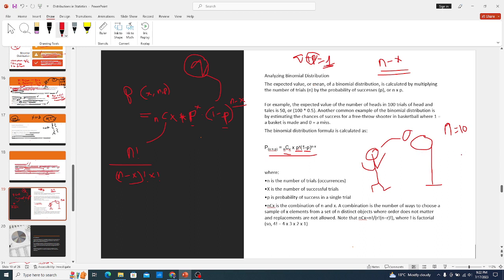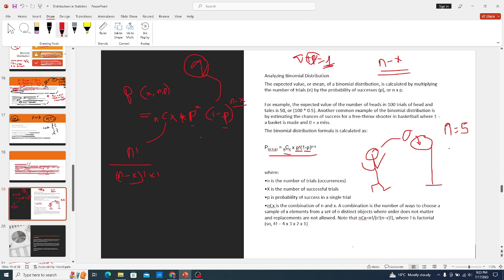Actually, let me reduce the number of trials. Why? Because if we are doing n factorial, it will be long, because we'll have 10 times 9 times 8 times 7, and that will be a lot. Let me just go with 5 trials. So Amy has a total of 5 trials to get the ball through the basket.